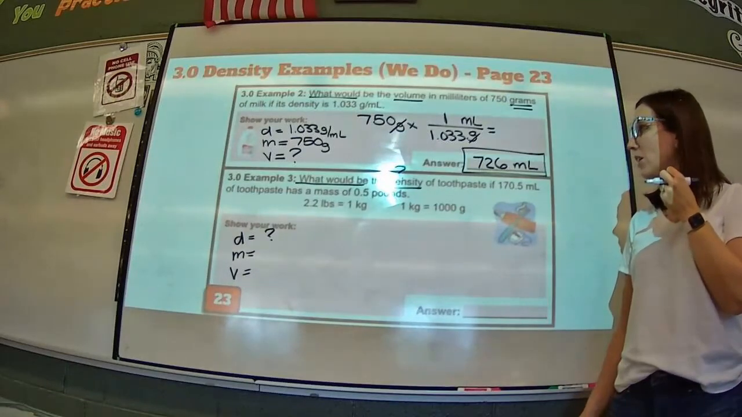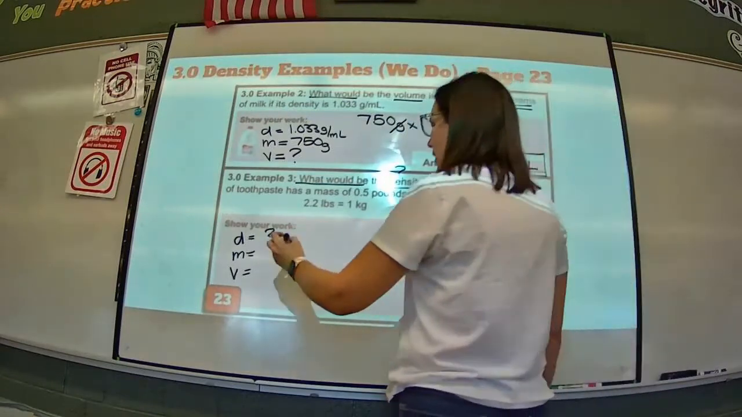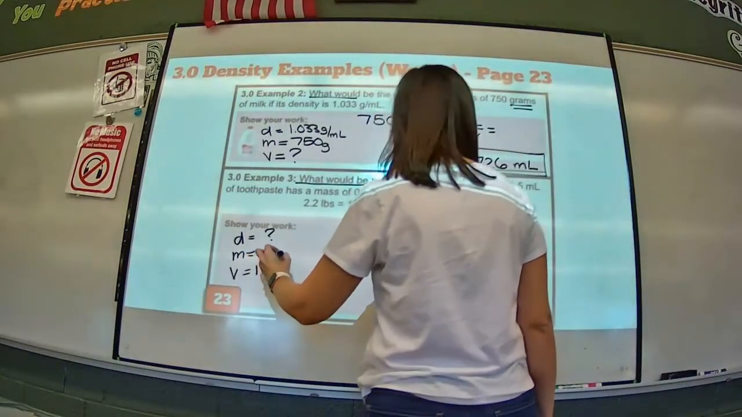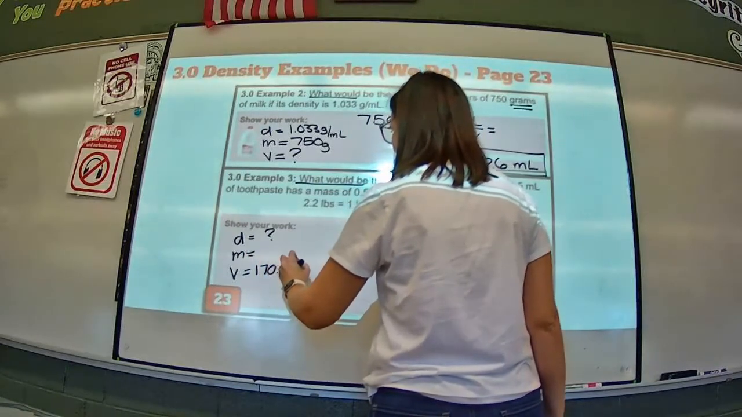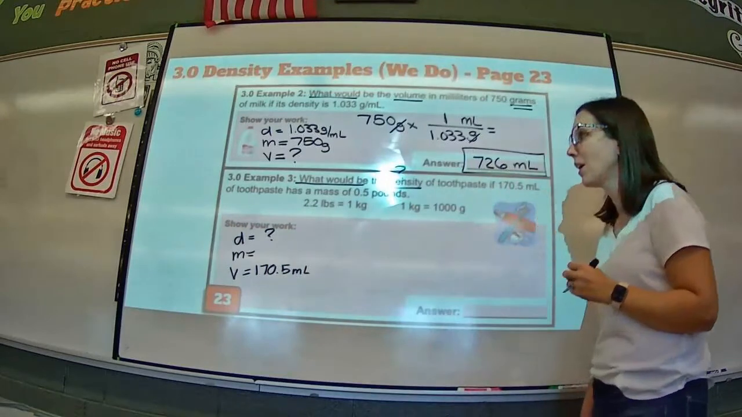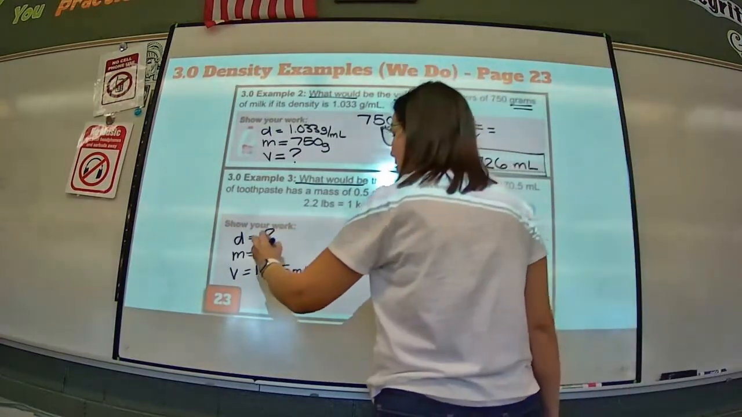So it says, what would be the density of toothpaste if 170.5 milliliters, so milliliters is a volume. So we're going to take 170.5 milliliters, that's my volume. And the toothpaste has a mass of 0.5 pounds.